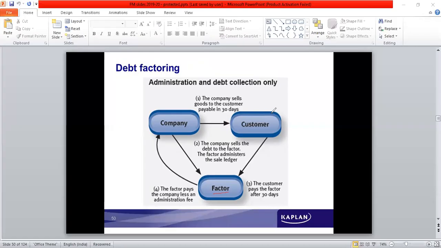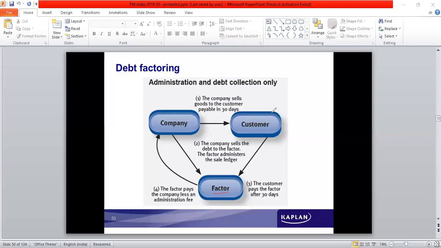But if it is without recourse, in that case there is no recourse, there is no taking back of the responsibility by the company. Without recourse, the factor only will bear the bad debt loss. So here there are certain charges which are charged by the factor. In case it is without recourse, his charges will be higher than the regular ones. So that is one feature.